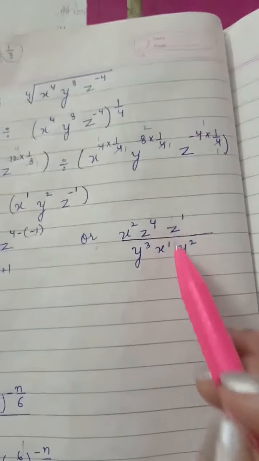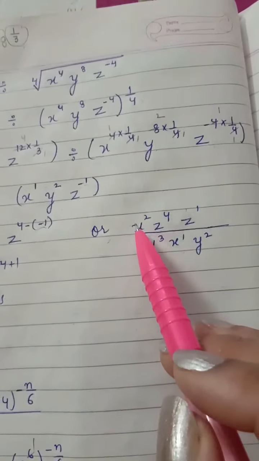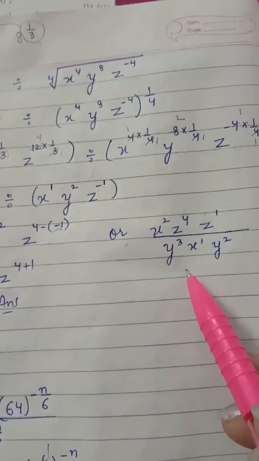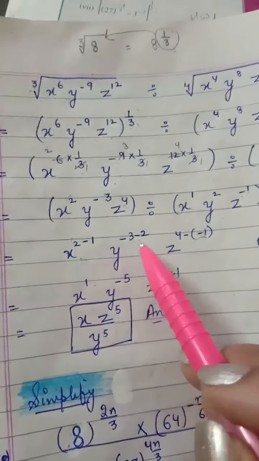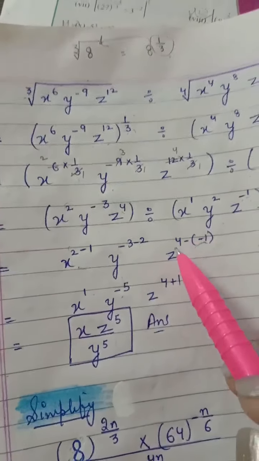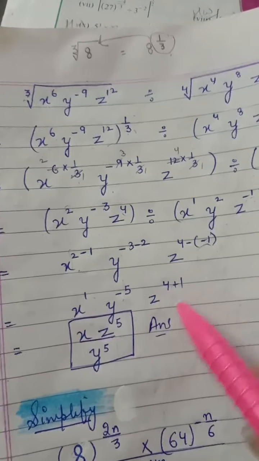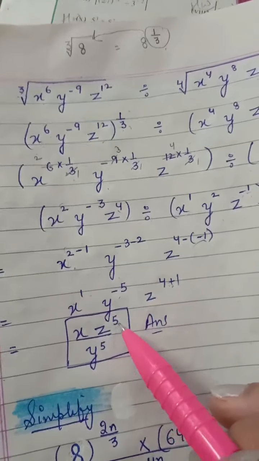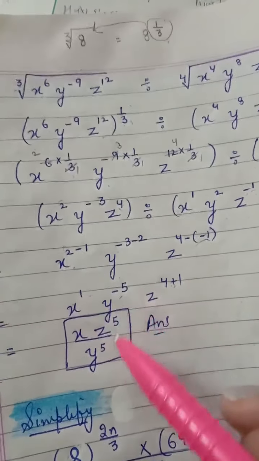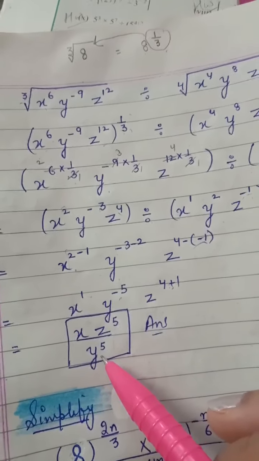Or we can write it as a fraction, with the first powers in the numerator and the second powers in the denominator. Now here we are left with 2 minus 1 is 1, minus 3 minus 2 is minus 5, and 4 minus minus 1 is plus 5. So now we get x to the power 1, z to the power 5. Now positive powers stay in the numerator, and a negative power is reciprocated: the base goes to the denominator and the power becomes positive.